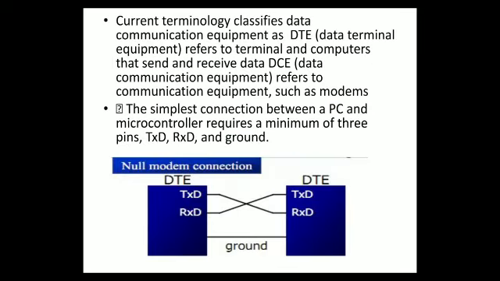The current terminology classifies the equipment as DTE, called data terminal equipment, which refers to terminals and computers that send the data. Whatever equipment is presently sending data is called DTE. Similarly, the equipment which is ready to receive, presently working as a receiver, is called DCE, data communication equipment, such as modems. I think it is understood? Two terms, DTE and DCE: data terminal equipment and data communication equipment.